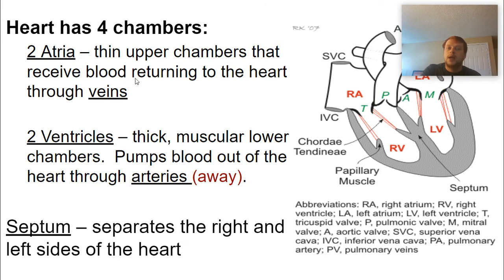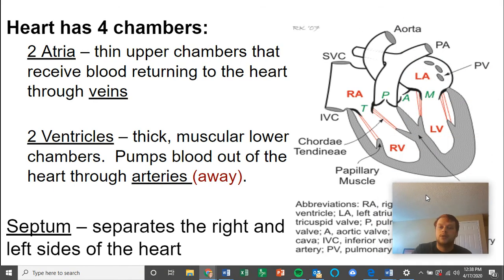When we're looking at the heart, it has 4 different chambers. So the different chambers are split up into 2 types, the atria and the ventricles. The atria are the thin chambers at the top that receive the blood returning to the heart through the veins. So the atria, the right atrium and the left atrium, take the blood from the body that has returned to the heart. Then you have your ventricles. These are thicker muscular areas, and these ones pump the blood out of the heart and through the body or through the lungs. So you have your right ventricle and your left ventricle here.